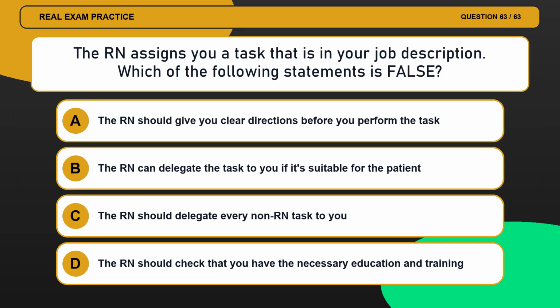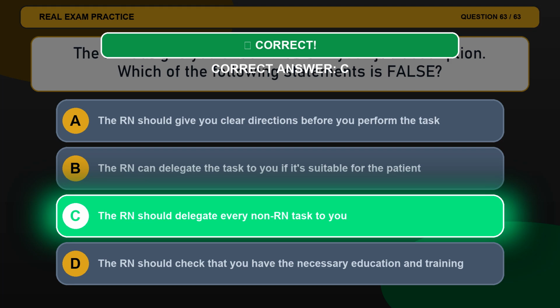Question 63. The RN assigns you a task that is in your job description. Which of the following statements is false? Option A. The RN should give you clear directions before you perform the task. Option B. The RN can delegate the task to you if it's suitable for the patient. Option C. The RN should delegate every non-RN task to you. Option D. The RN should check that you have the necessary education and training. The correct answer is option C.